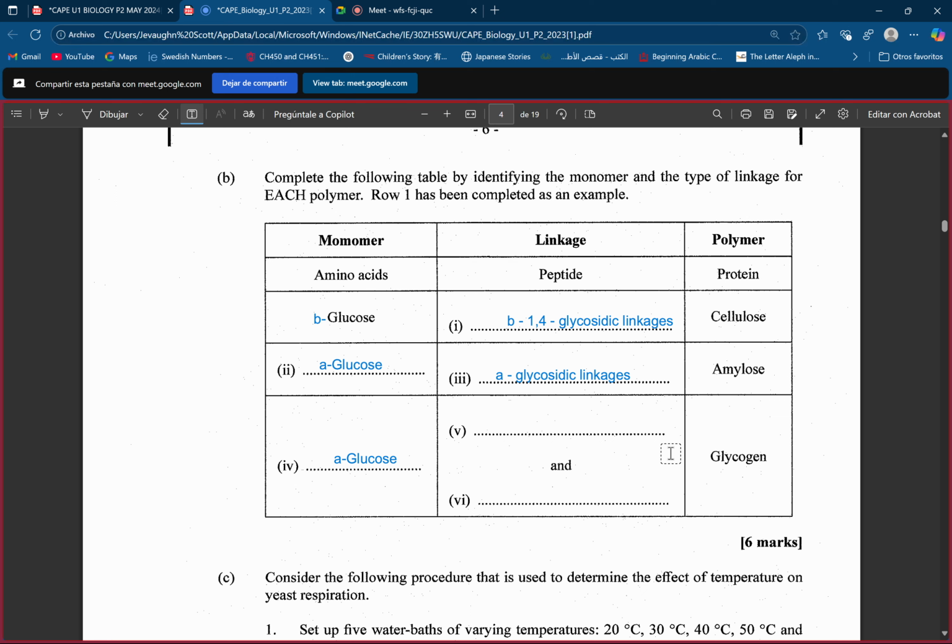Is that the case? Okay. So this would be 1 4 glycosidic links, and then this now would be 1 with 1 6 glycosidic links. Alright? So I have that there.